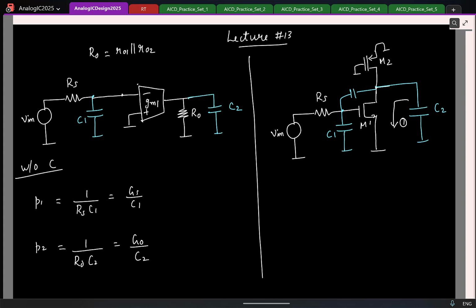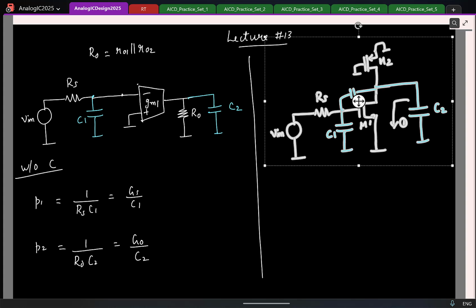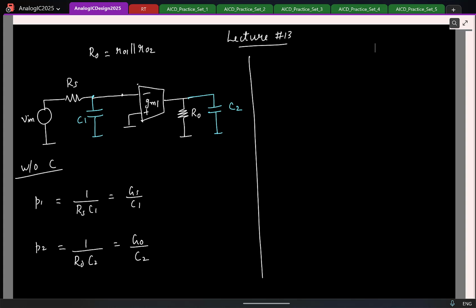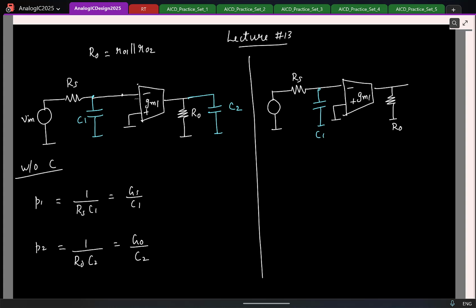So this was simple. So next I consider the case where I include the effect of the capacitor across the OTA. So this is R0, this is GM1. So here I have a lumped capacitor and I call that C1. Here I call it C2, and here I include the capacitor from gate to drain.